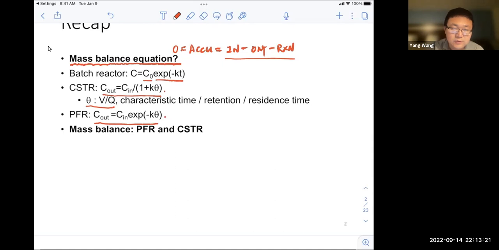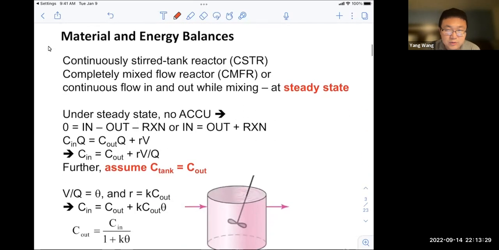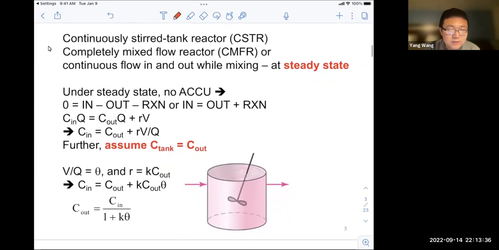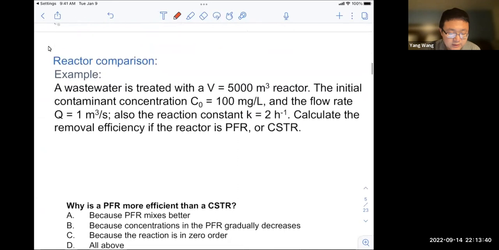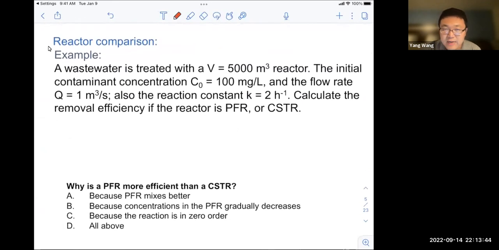Further, we did a comparison between the PFR and CSTR and gave an example. These are the equations; we're not going to go over that in this class anymore, so you can try to understand it more. If you have any questions in deriving these, just let me know. We ended the class with a comparison between these two reactors.